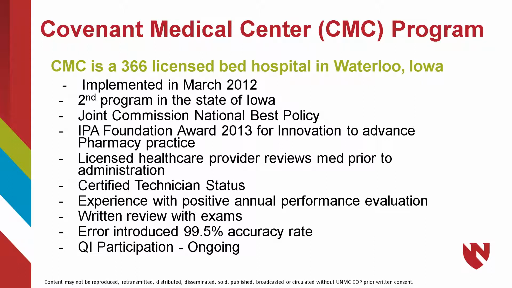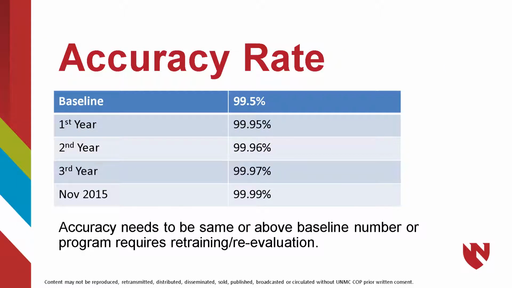The next slide shows the continued accuracy of the program. Our baseline was 99.5% and has steadily climbed each year to now where we are at 99.99% accuracy. To note, the accuracy needs to be the same or above the baseline number, or the program requires re-evaluation and retraining. With numbers like this, we feel like patient safety is definitely at the forefront using the TCT program.